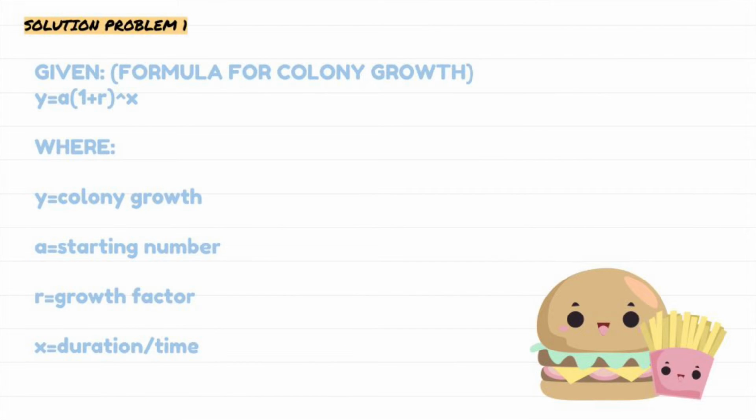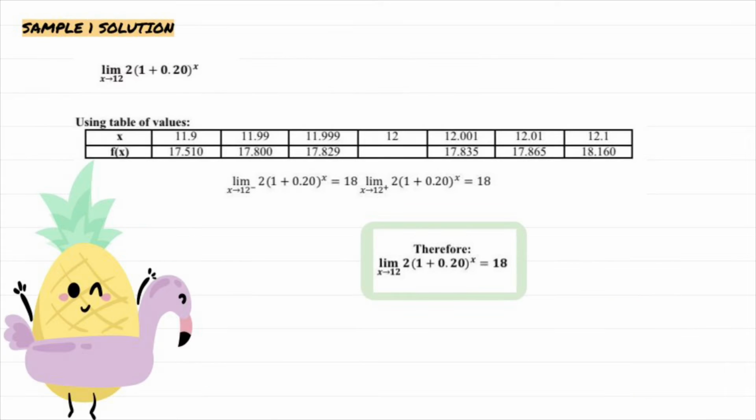In this problem, we will be dealing with an exponential function where we will be using the formula y is equal to a multiplied to the quantity of 1 plus r raised to the power of x, where y represents the colony growth, a represents the starting number, r represents the growth factor, and the duration of time is represented by the variable x.